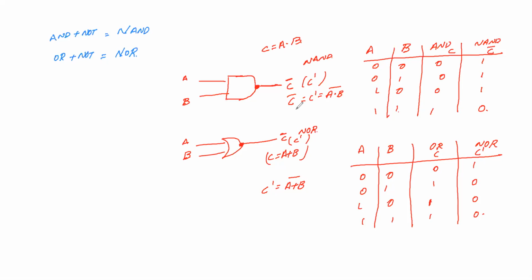Next one, sometimes they may ask you circuits like this. We need to do the truth table for the given circuit. It is your NAND gate only, and this is your output. I'll take it as Y.